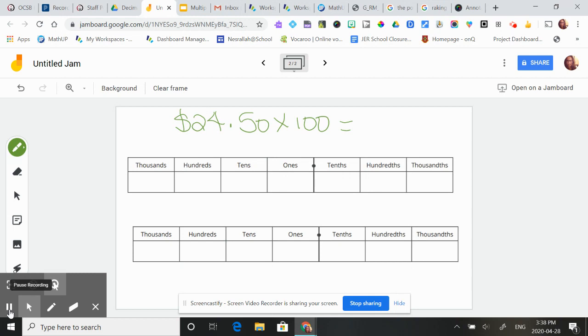Let's look at if you were raking leaves for 100 days. Let's say you get 100 clients. It's taking you 1 day a client, and you're getting paid $24.50 every time you rake leaves. You do it 100 times. So let's just put it back. So $24.50 looks like this in our place value chart.